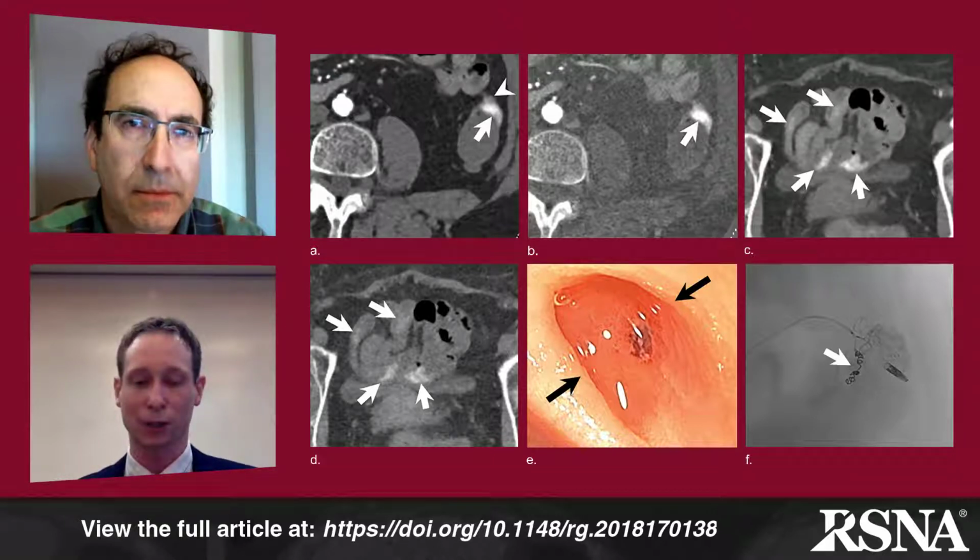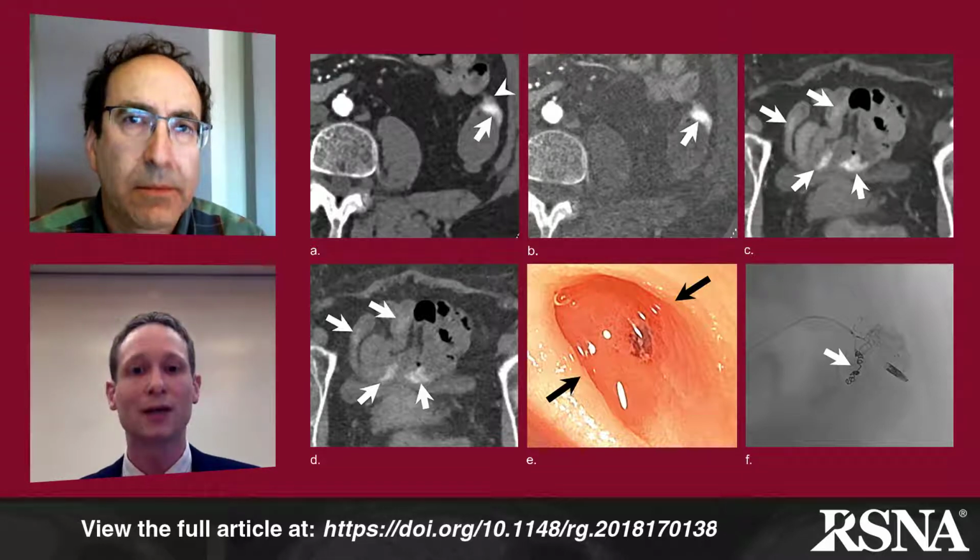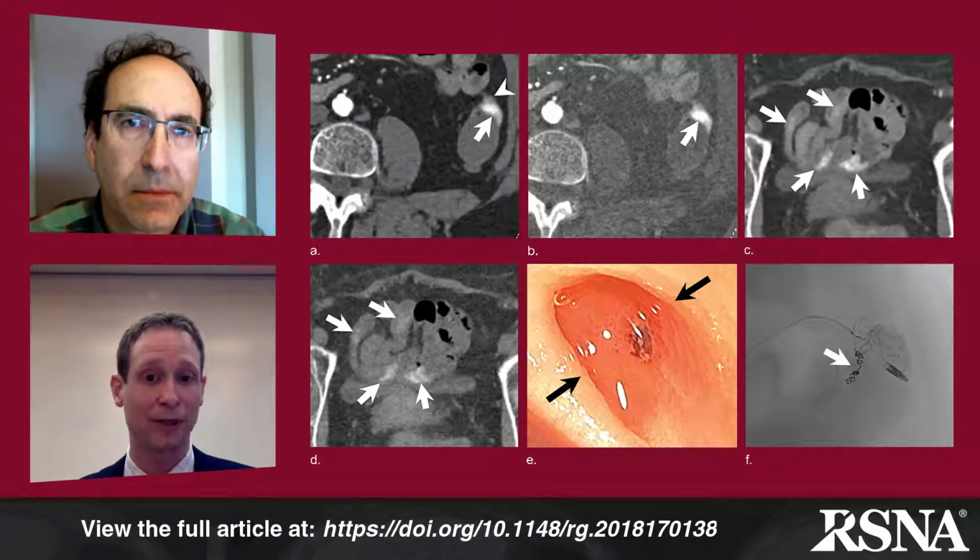They attempted to place a clip here to stop it, but the patient unfortunately developed recurrent bleeding. They went on to fluoroscopic angiography again. They knew right where the bleeding source was, and they were able to embolize it.